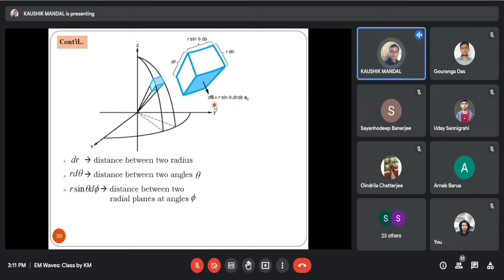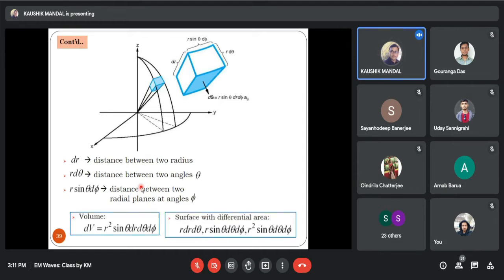As we are considering the differential increment in dr, dr is the distance between two radii. r d theta is the distance between two angles, that is theta. Here, if you consider this as theta 1, then it will be theta 2. Similarly, the distance between two radial planes at angles phi will be r sin theta d phi. The volume has already been mentioned in the previous slide.